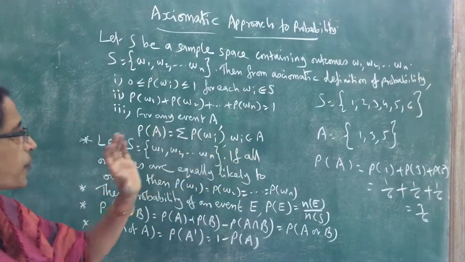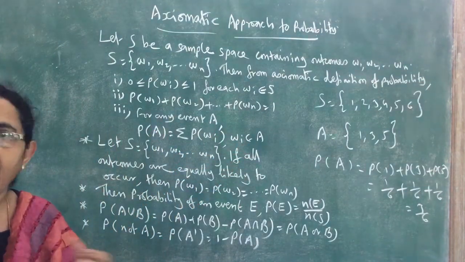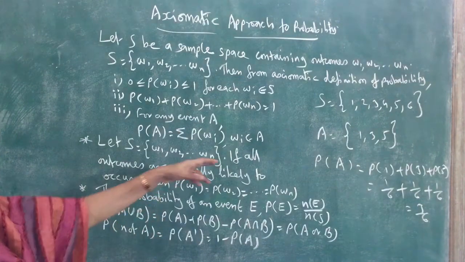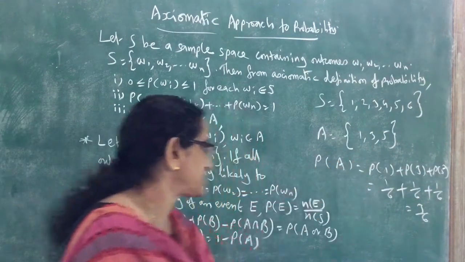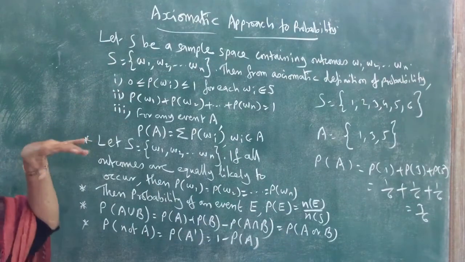So if you find the probability of each element of A and add, you will get probability of A. So that is what this example says. So that is the axiomatic definition of probability.